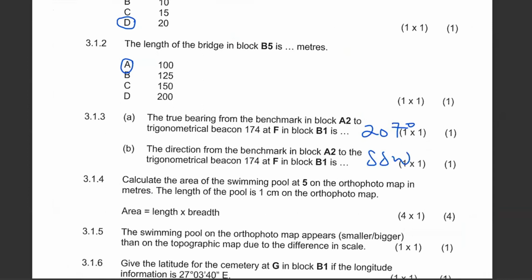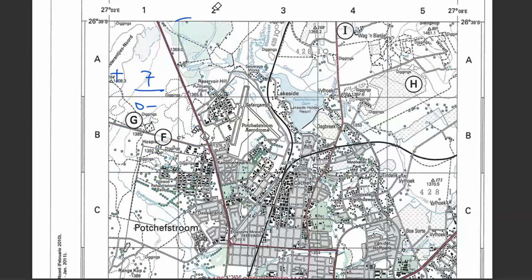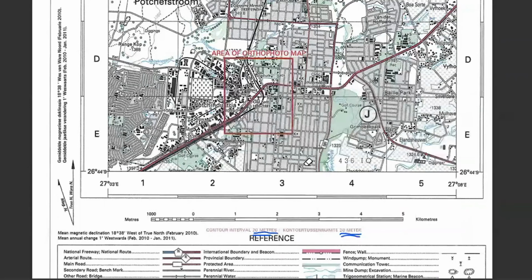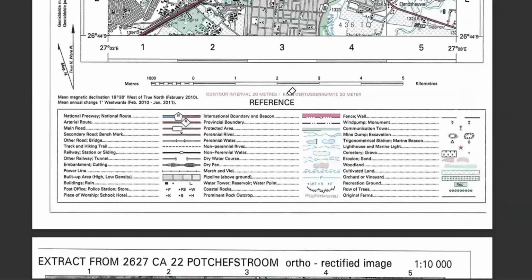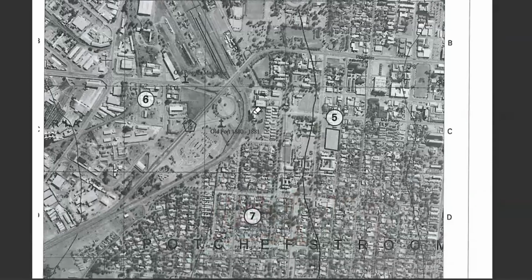Then calculate the area of the swimming pool at 5 on the orthophoto map. We go to our orthophoto map and try to ascertain what we are supposed to calculate there. And also we make the illustrations of the calculations that we intend to carry out. Right, coming to our orthophoto map, our swimming pool is here at 5. That is where we are supposed to do our calculations.